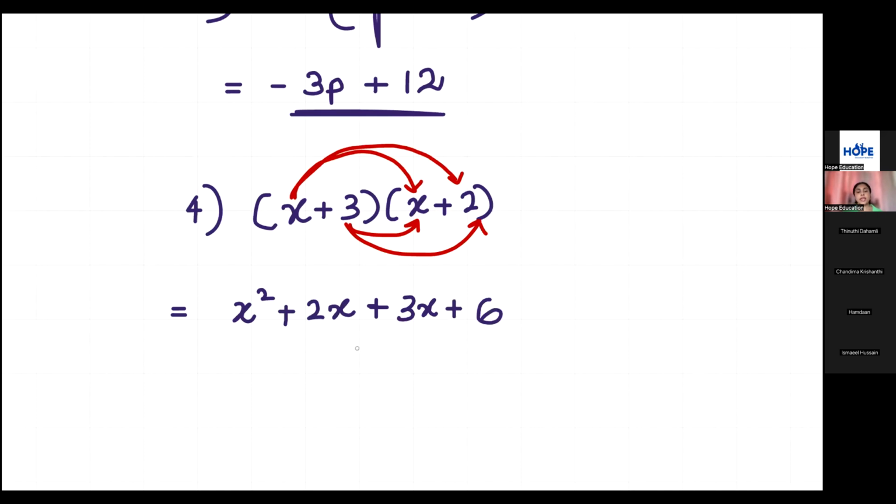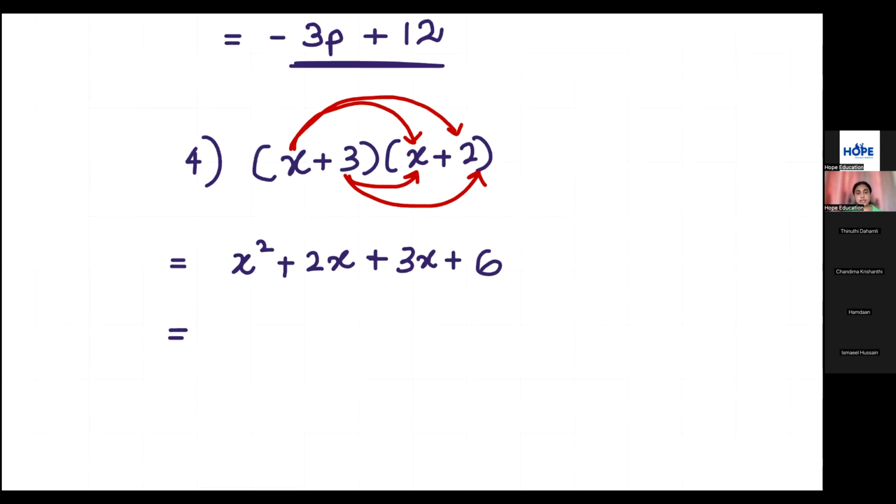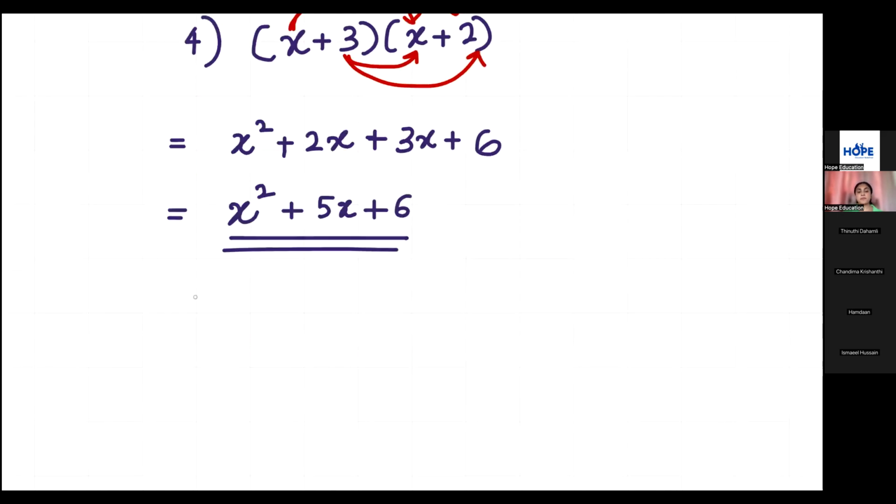Then x squared I write as it is, 2x plus 3x. You can add those, then it will become 5x plus 6. So that is the answer. Good. Let's try, we're going to try 2 more.